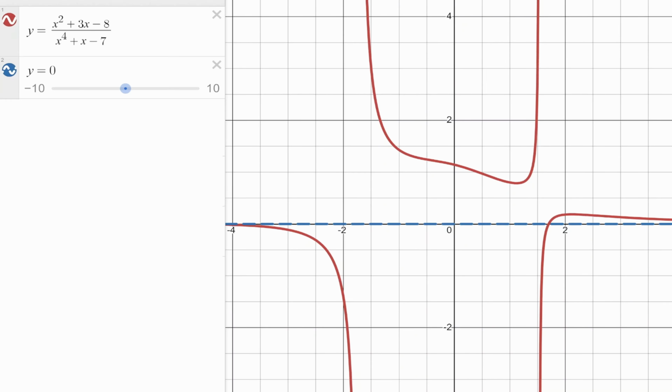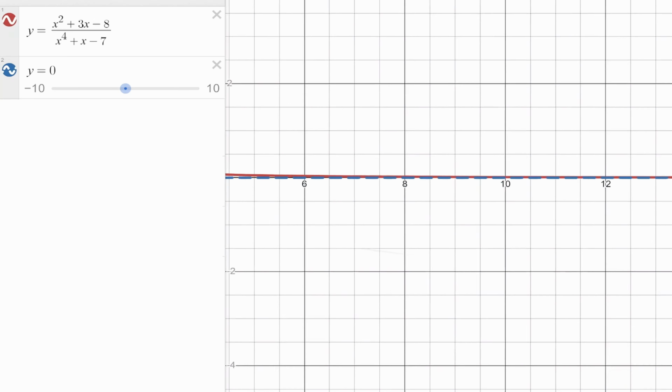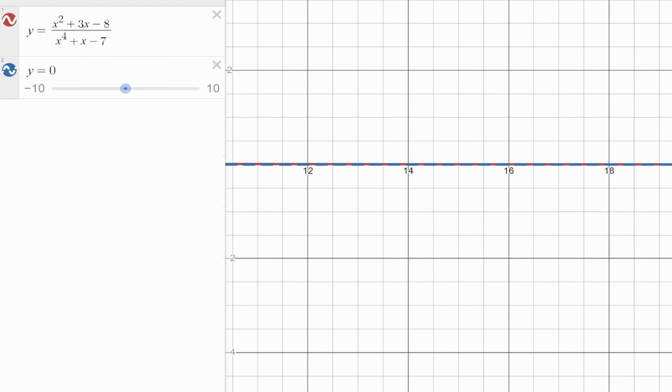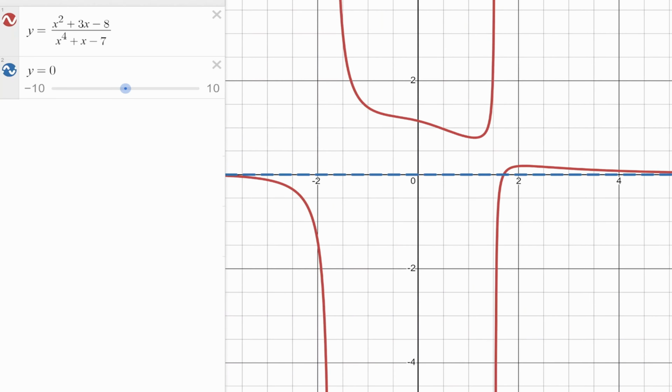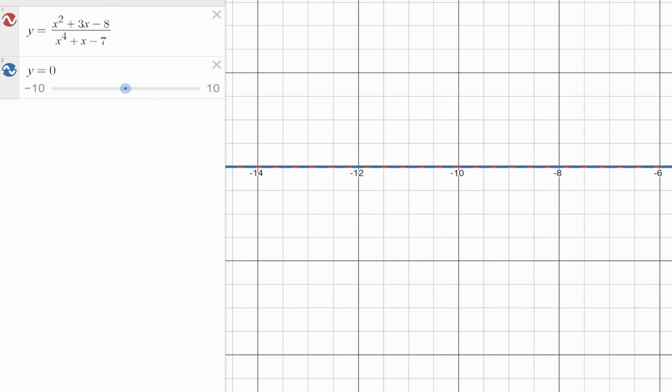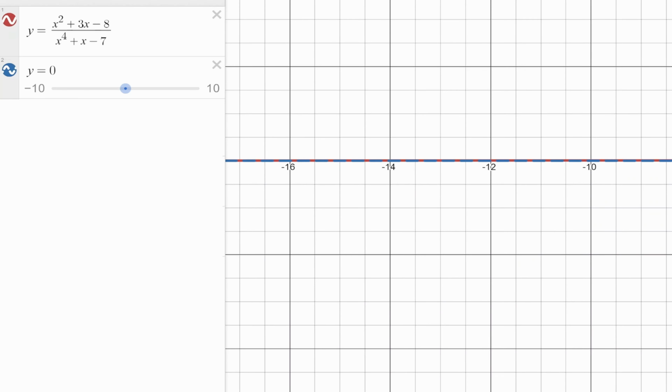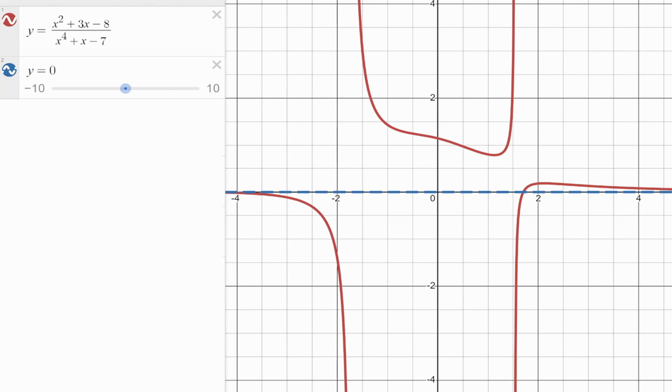So we are right. Notice that if I keep moving my function to the right, my function stays at the value y equals 0. Not exactly at y equals 0, but it is approaching that value. It doesn't exactly get to 0. And the same goes if we move to the left. My function stays very close to the value of y equals 0. We can claim that that is a horizontal asymptote.